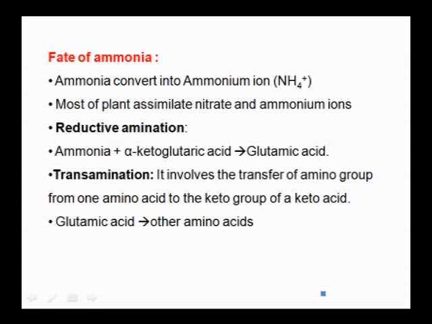Most of the plants assimilate nitrate and ammonium ions. During reductive amination, ammonia combines with alpha ketoglutaric acid to form glutamic acid. Transamination involves the transfer of an amino group from one amino acid to the keto group of a keto acid. Finally, glutamic acid is involved in the formation of other amino acids. This is the final fate of ammonia: nitrogen converts into ammonia, which enters the plant body in the form of nitrates and is involved in the formation of amino acids.